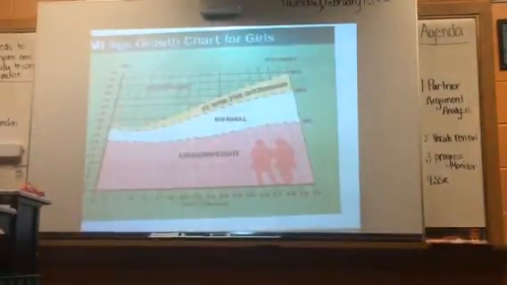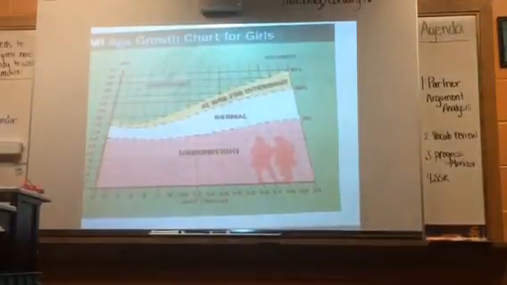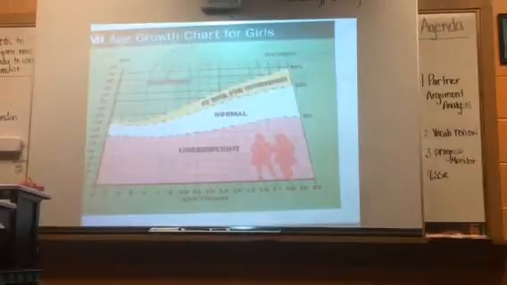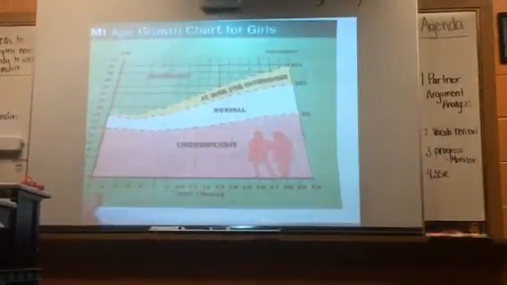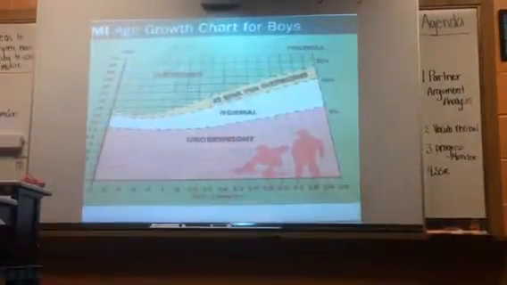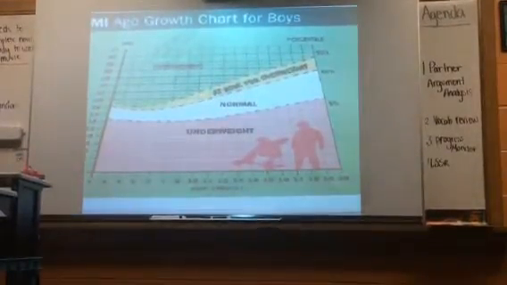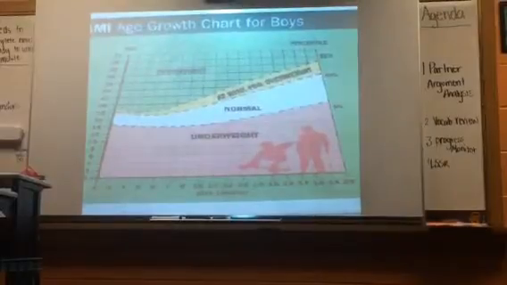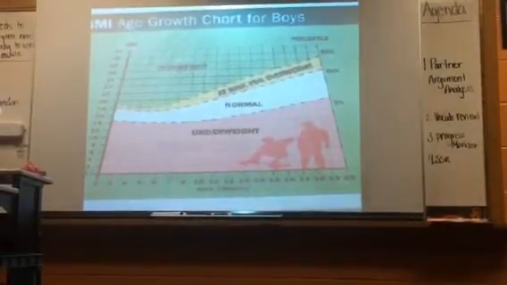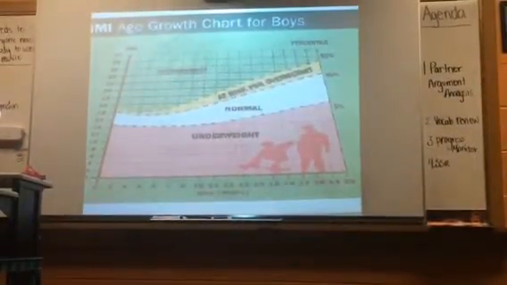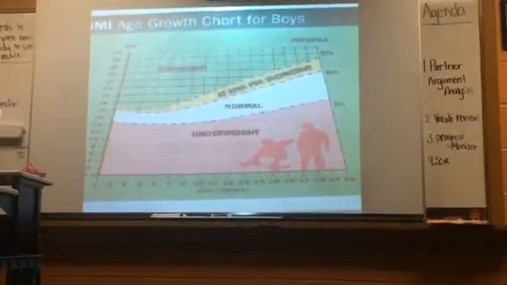So this would be an average BMI chart for girls. And this would be a BMI chart for boys. So basically the BMI chart is saying, where are you? Where do you fall in this scale of normal to overweight?